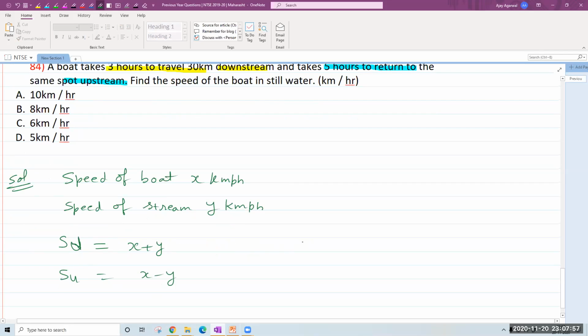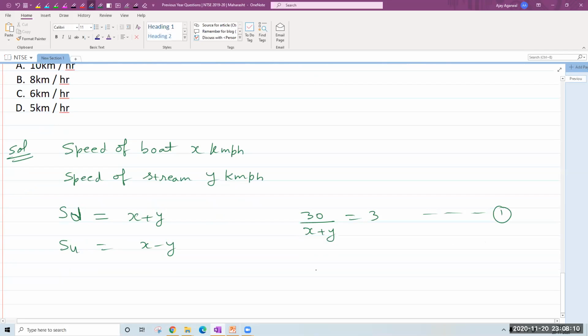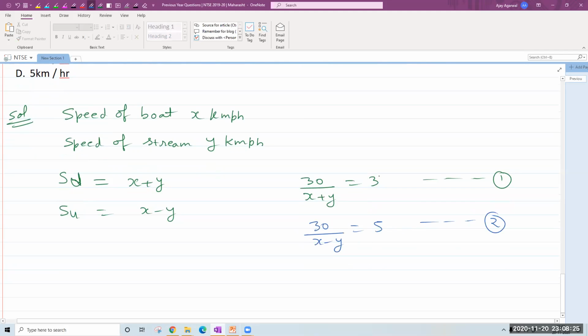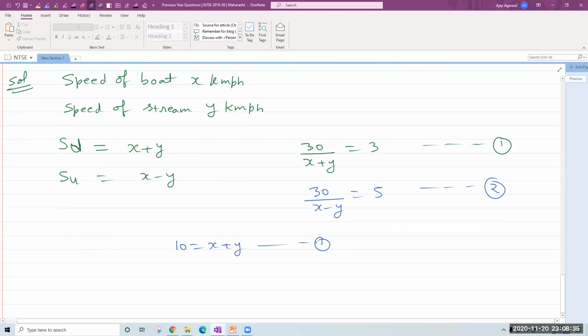The distance is 30 kilometers, the speed is x plus y, and the time is 3 hours. That is the first equation, the downstream case. In the upstream case, the distance is the same, the speed is different, x minus y, and the time taken is 5 hours. If we solve both equations, simplifying 30 and 3, we get 10 equals x plus y. This is the first equation. Again, simplifying, 6 equals x minus y. This is the second equation.